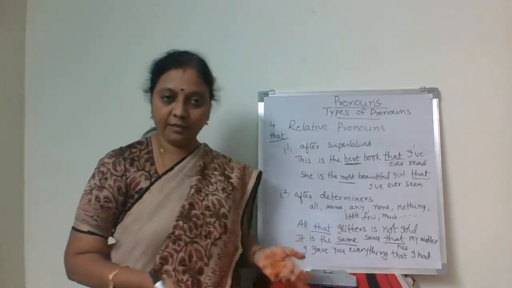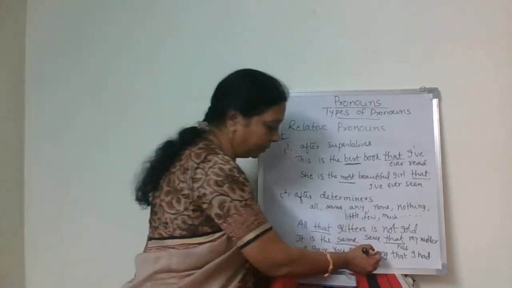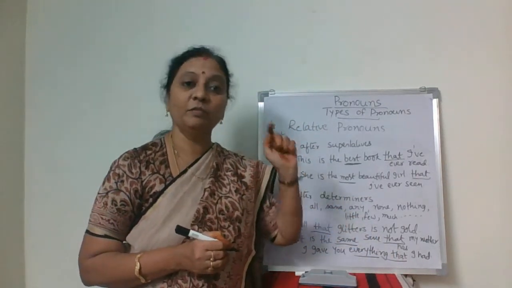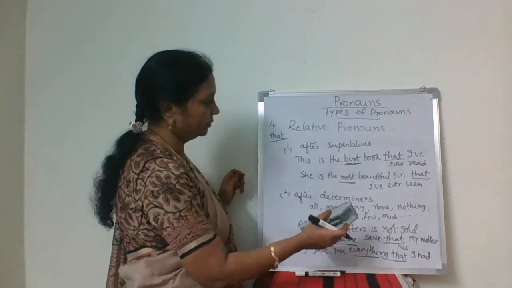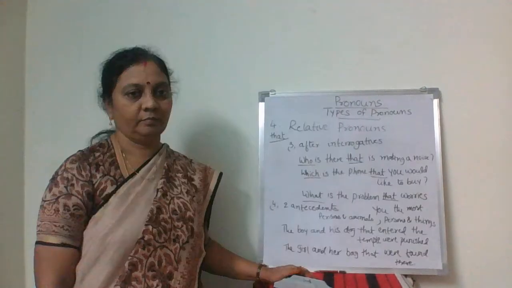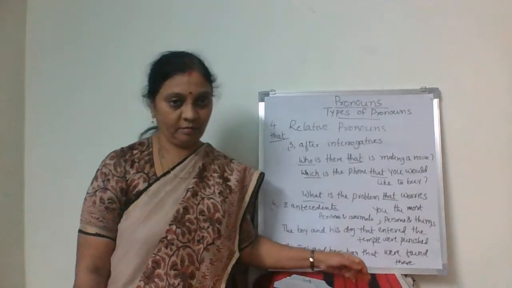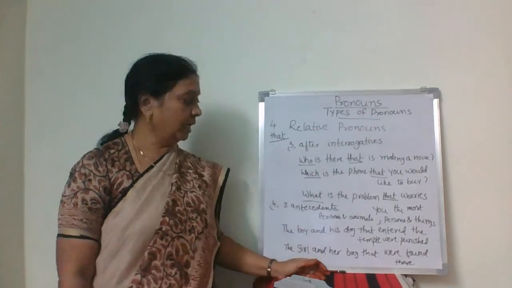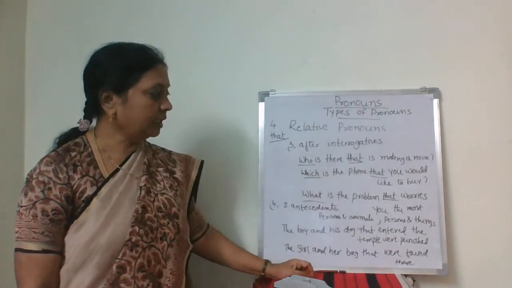I gave you everything that I have. Again, the determiner everything, so immediately you should write that. You should not use which. So remember these two, and two more are there. Next, after interrogatives, we also use that. Like, who is there that is making a noise? The connection is with who. That has a connection with who.